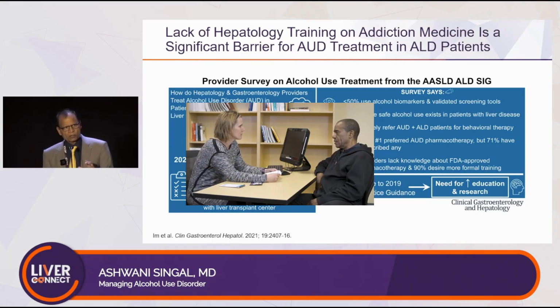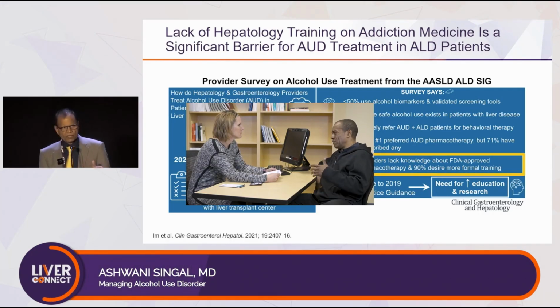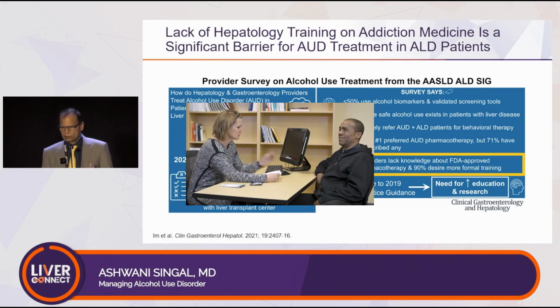A survey of about 400 gastroenterologists and hepatologists, published in CGH, was done from ASLD. The major finding was that the majority of gastroenterologists and hepatologists perceived that they lack training on AUD pharmacotherapy, and almost everybody said they want to be trained.